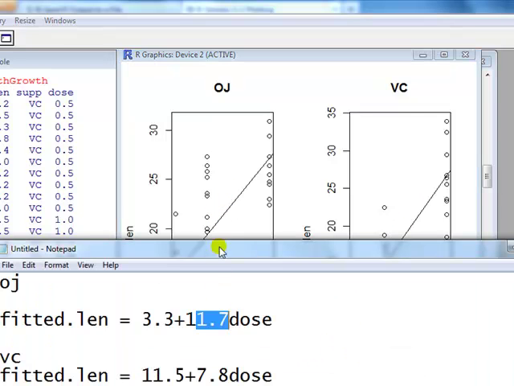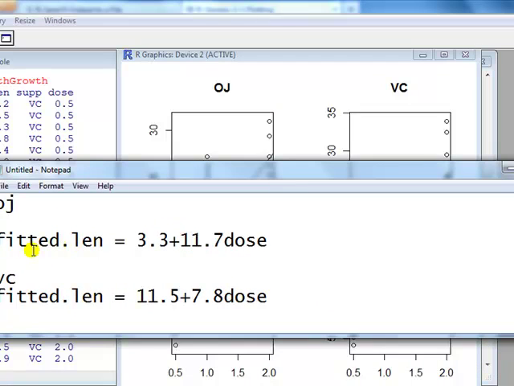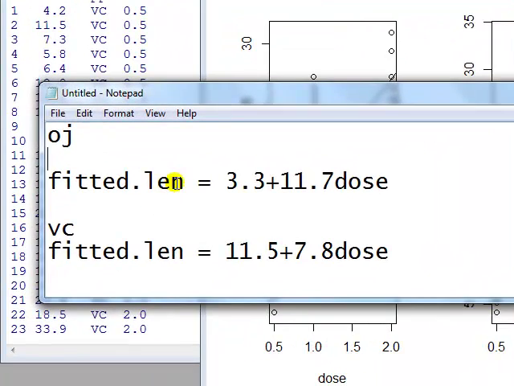Now if we get the fitted lines, we see these are the equations. For orange juice, the fitted length has intercept 3.3 and a slope of 11.7 on dose, whereas for VC the slope is lower at 7.8, which tells us that the length is more sensitive to a unit increase in dose for the orange juice supplement than for the VC supplement, because this slope figure is higher and bigger than for this one.